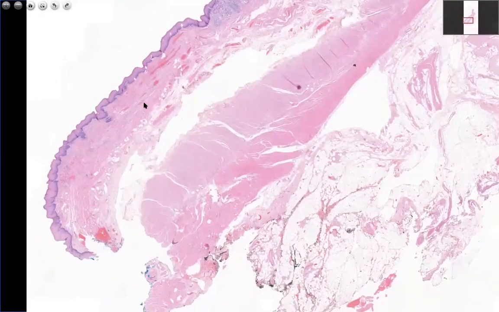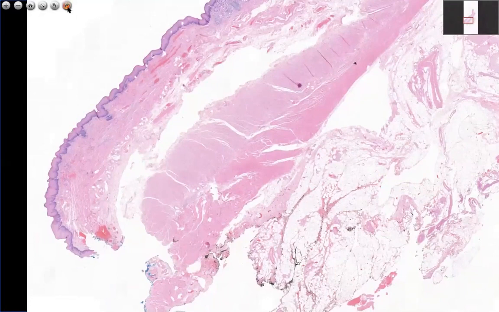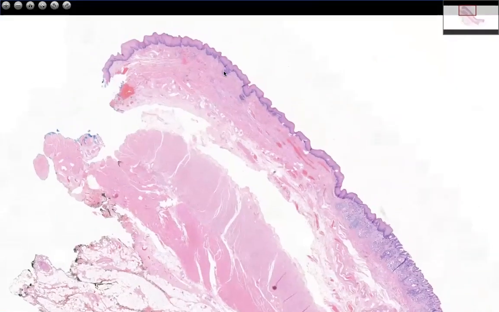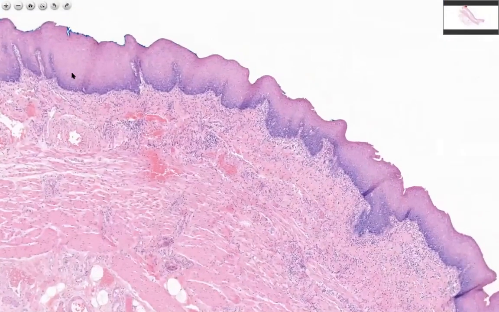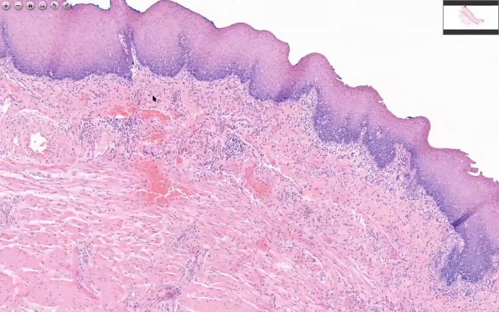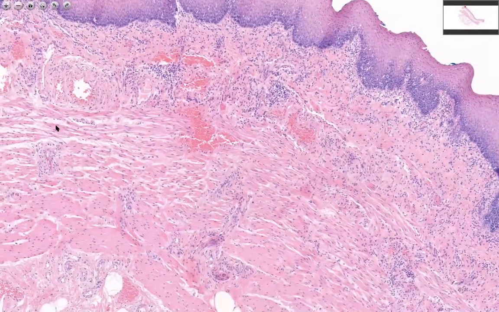I wanted to use this section to go over the four main layers of the wall of the tubular gut. And essentially, the entire tubular gut is composed of these four layers. So the first layer is the mucosa, and the mucosa consists of the epithelium, which is up here, the lamina propria, which is that loose connective tissue layer right beneath it, and then the muscularis mucosa, which is a layer of smooth muscle beneath that. So those three components make up the mucosa.